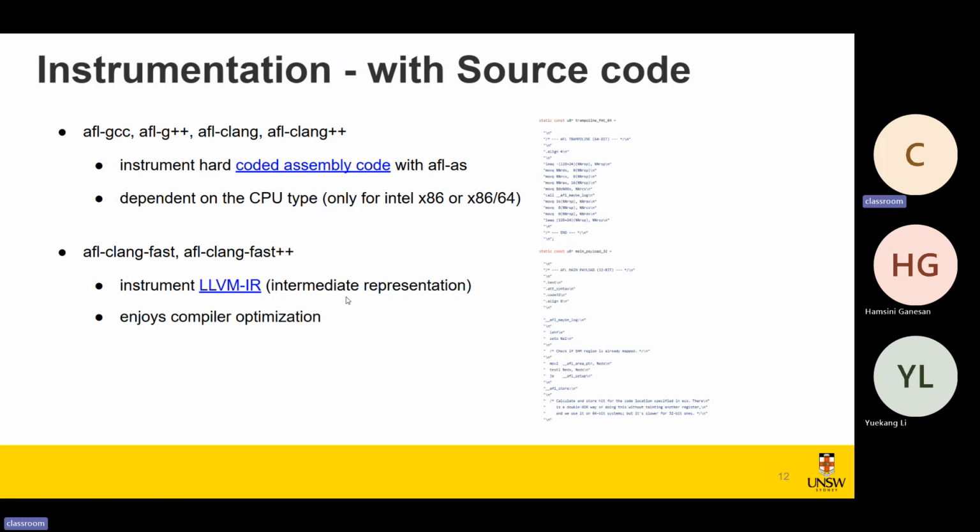Because intermediate representation is one level above assembly code, if we inject some logic here into the intermediate representation, it will enjoy the compiler optimization to speed up the execution speed of the entire instrumented target. And of course, because we are instrumenting at a higher level, we can implement some complex logic to inject into the target program easily. However, it requires us to install some extra dependencies for LLVM. Normally we prefer to use afl-clang-fast or afl-clang-fast++ because it can speed up the execution of the target.